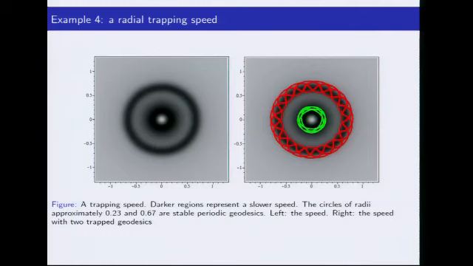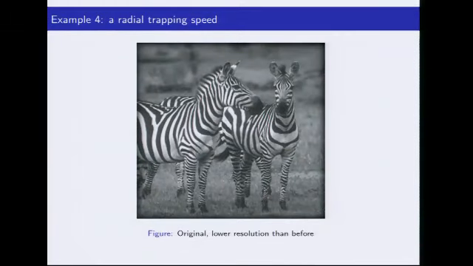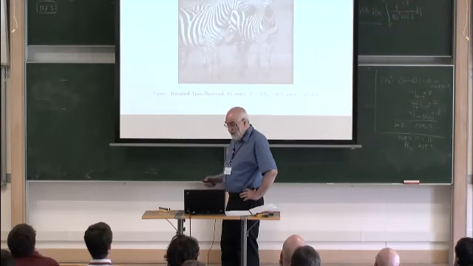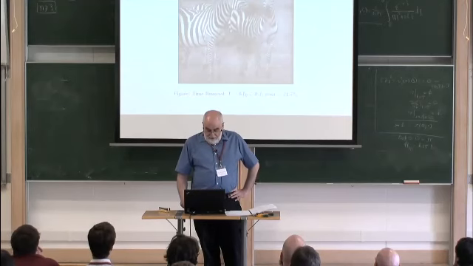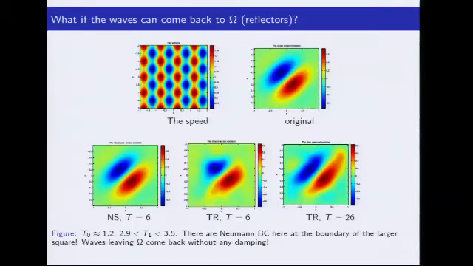Here is a radial trapping speed. Here the geodesics are trapped. And this is another example that is used in image processing because it has a lot of texture, zebras. This is the Neumann series with 10 steps. And this is the time reversal with 10 steps. The larger the time, the better resolution you expect. This is the radial trapping speed that I showed before for time reversal.